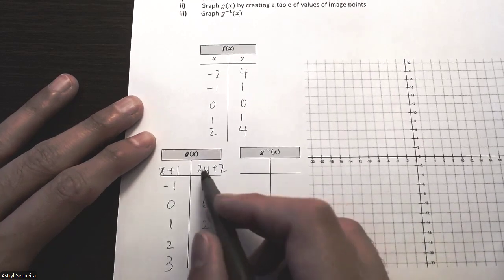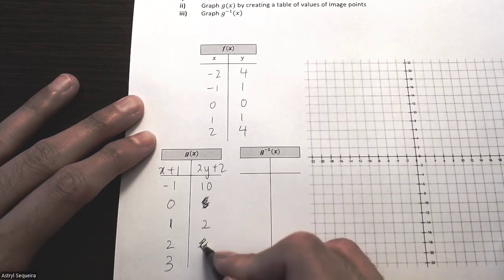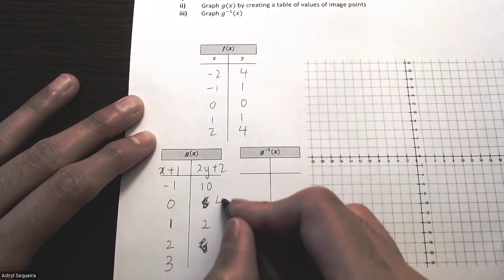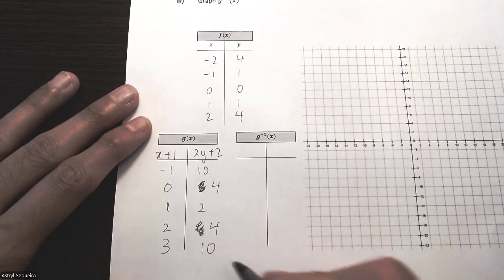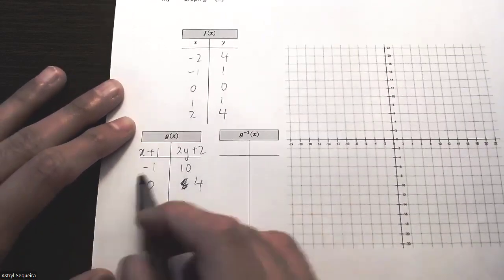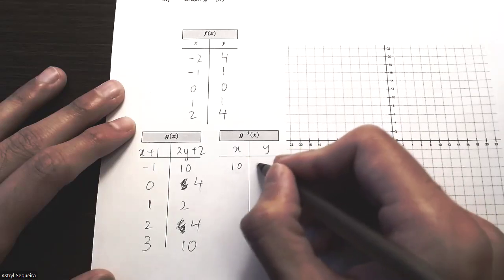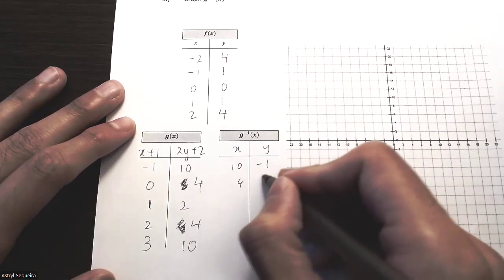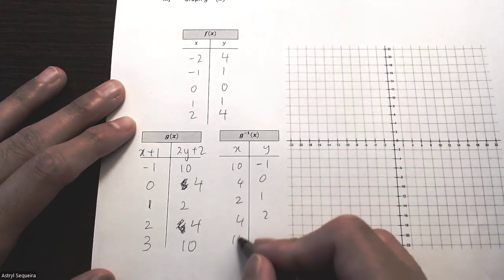Oh, wait, I made a mistake. That's not 6. 2 times 1 is 2, plus 2 is 4. And then 10. And then it wants us to do the inverse points. For the inverse, I just have to flip my x and y. So (10, -1), (4, 0), (2, 1), (4, 2), (10, 3).